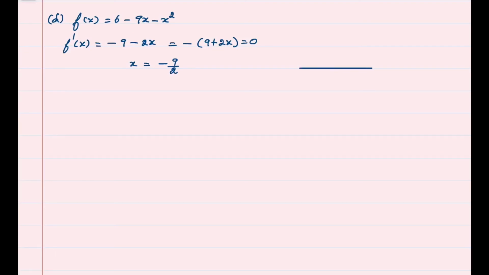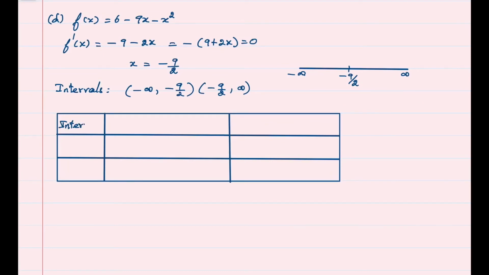The given function is a polynomial. Therefore, the domain is R, which is minus infinity to plus infinity, and we have got one critical point, which is minus 9 by 2. Now, we will write the subintervals. Minus infinity to minus 9 by 2, we will write the open intervals, because we have to check whether it strictly increases or strictly decreases. So, we should not include the critical value in these intervals. Let us write the intervals. Minus infinity to minus 9 by 2, minus 9 by 2 to infinity.